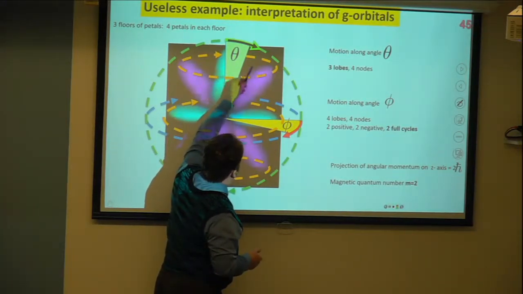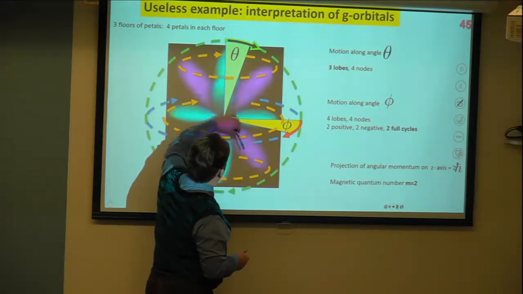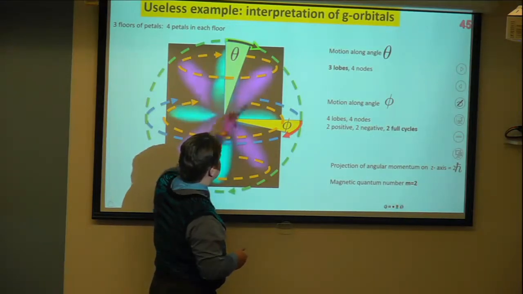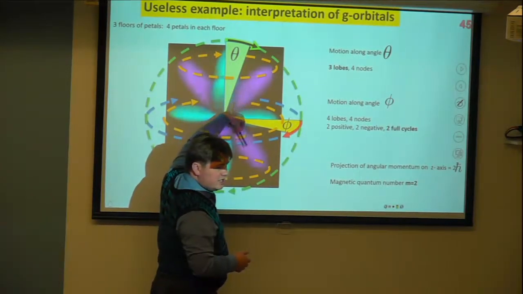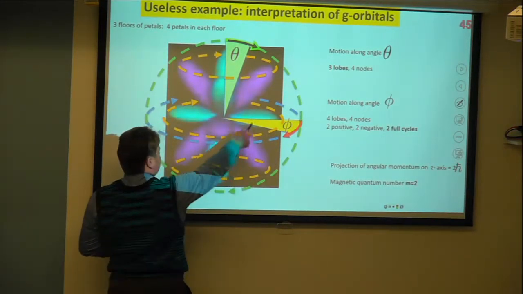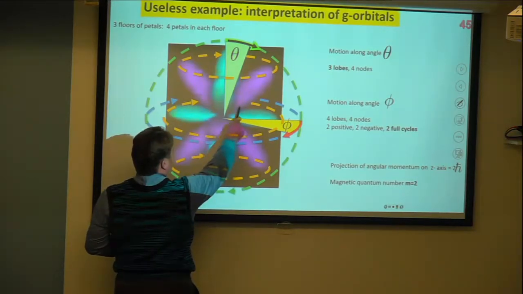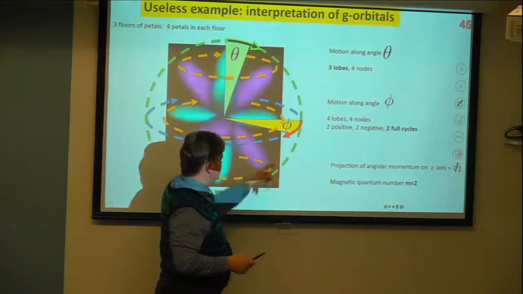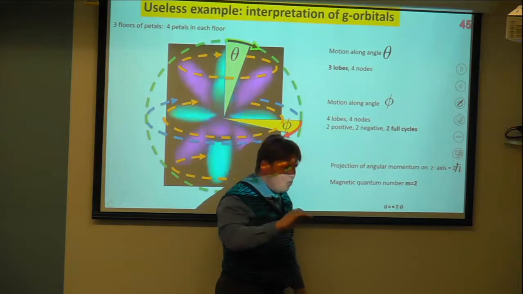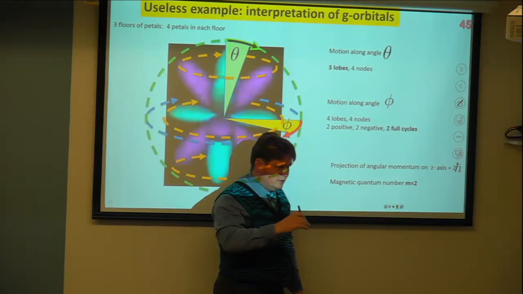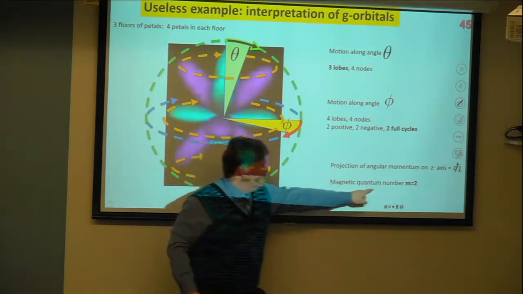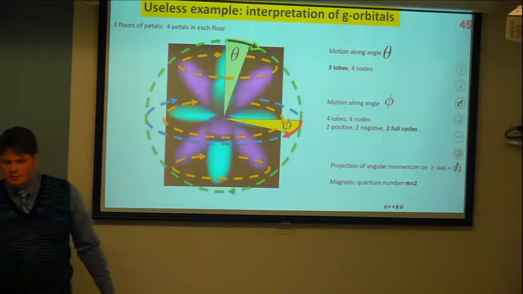Along theta direction, we have 1, 2, 3 lobes. It means less motion, less rotation in x and y direction. And in rotation around z-axis in xy plane, there is 1, 2, 3, 4 lobes. They change sign, which means 2 full cycles. So more motion around z-axis in xy plane. It's the same energy, but different amount of motion around specific direction. Quantum number m equals 2.